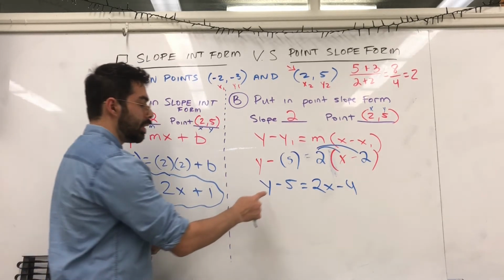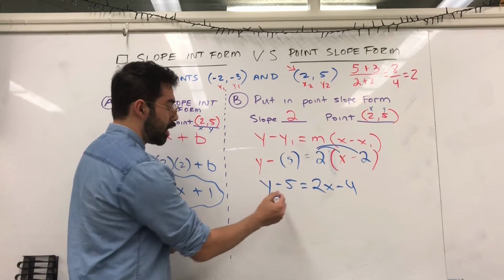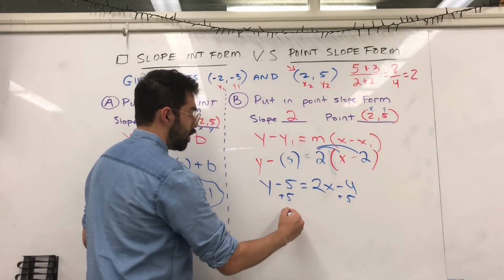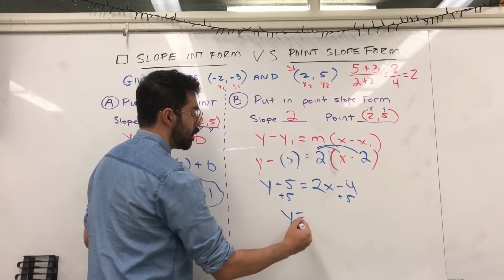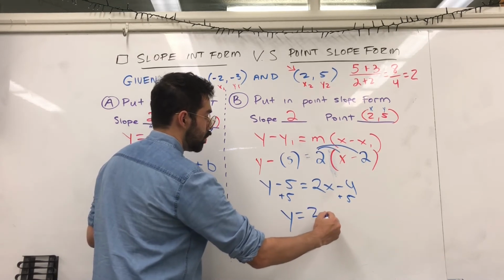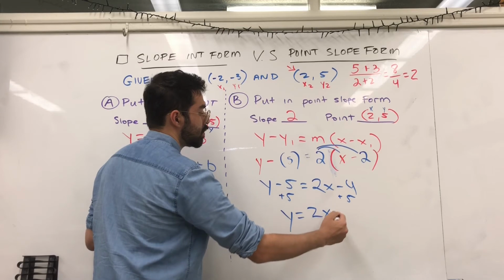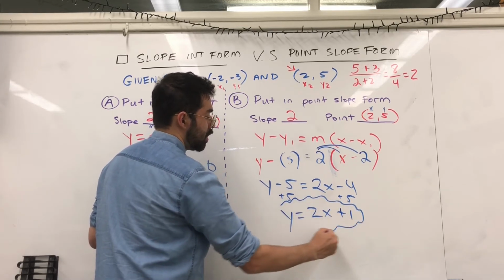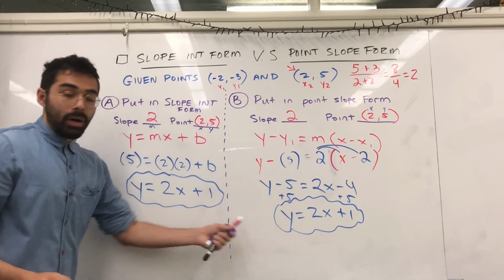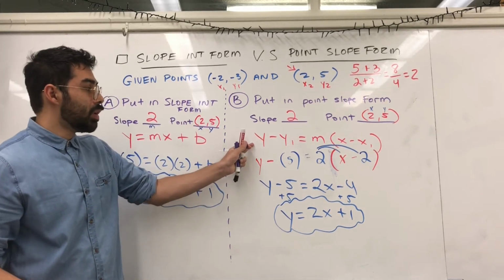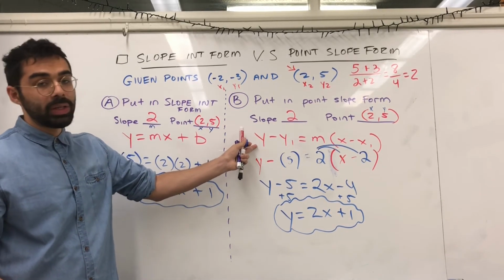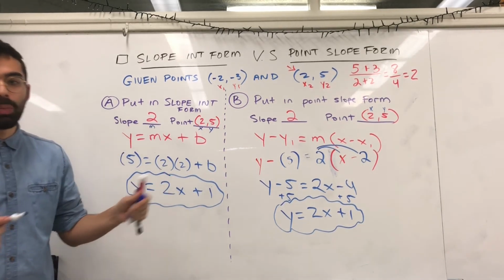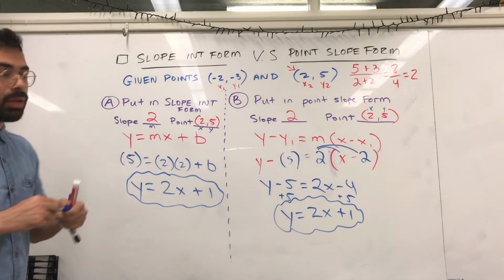I need y by itself, so I'm going to add 5 to this side, add 5 to this side. I eventually get y is equal to 2x, negative 4 plus 5 is plus 1. So we end up getting the same exact thing on each side. One method using y minus y1 or point slope form, and then one method using slope intercept form. You should know both by the end of this week.